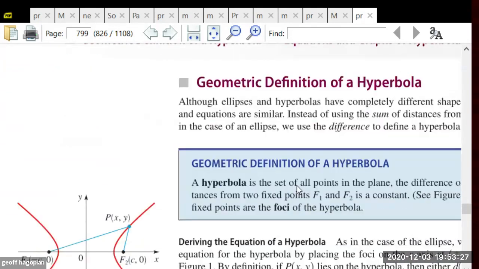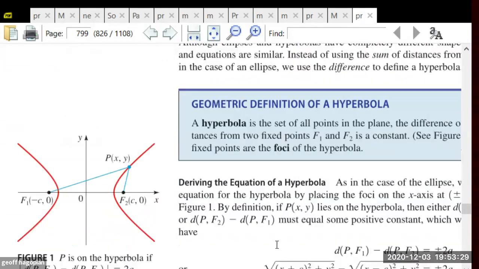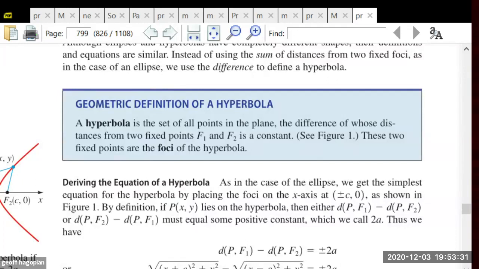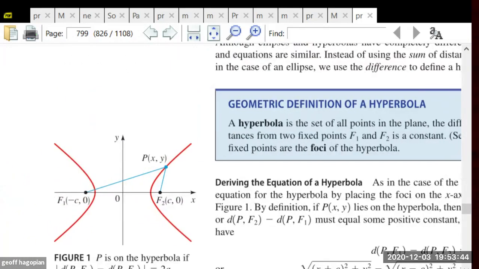Okay, so let's talk about the hyperbola. All right, so here's the geometric definition of the hyperbola: the set of all points in the plane, the difference of whose distances from two fixed points is a constant. These two fixed points are the foci of the hyperbola. So notice the shape of the hyperbola is quite a bit different.